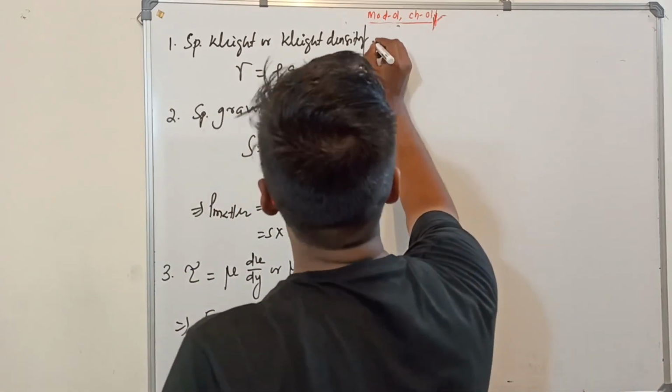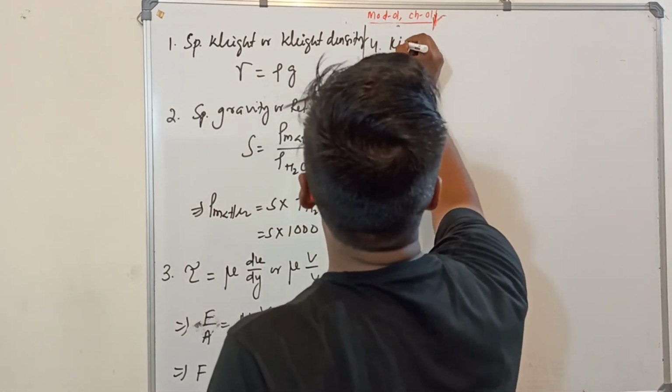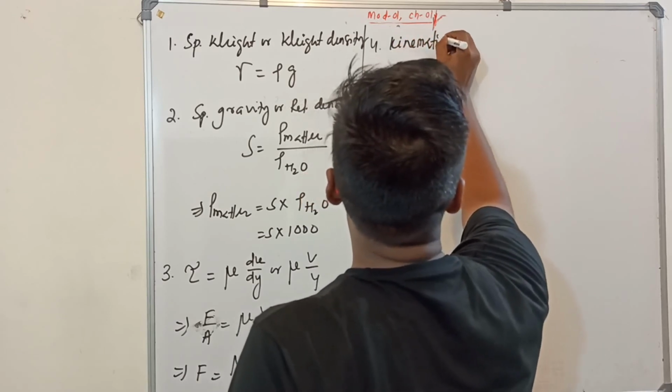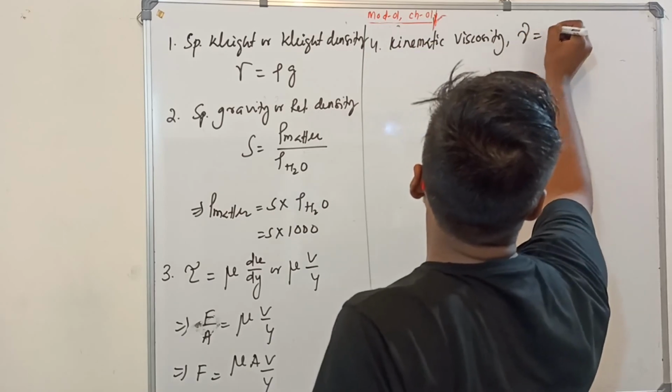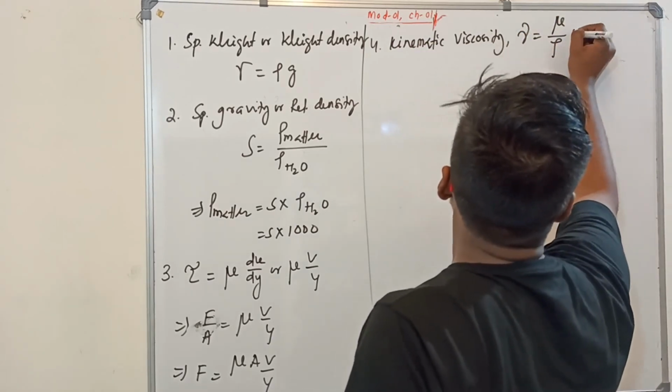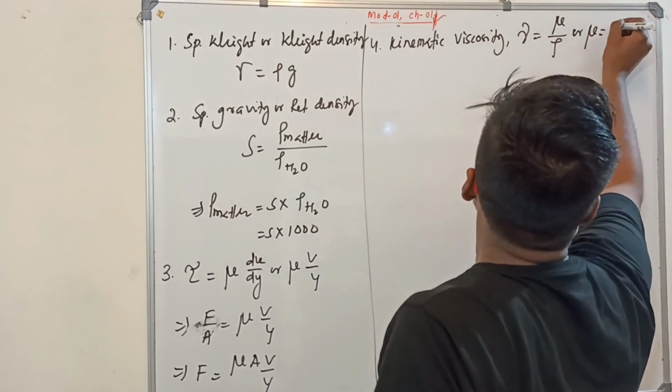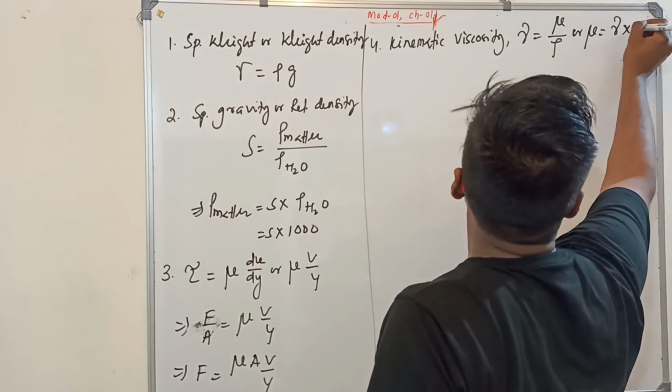Then we studied kinematic viscosity. Nu is equal to mu upon rho, or mu is equal to nu into rho.